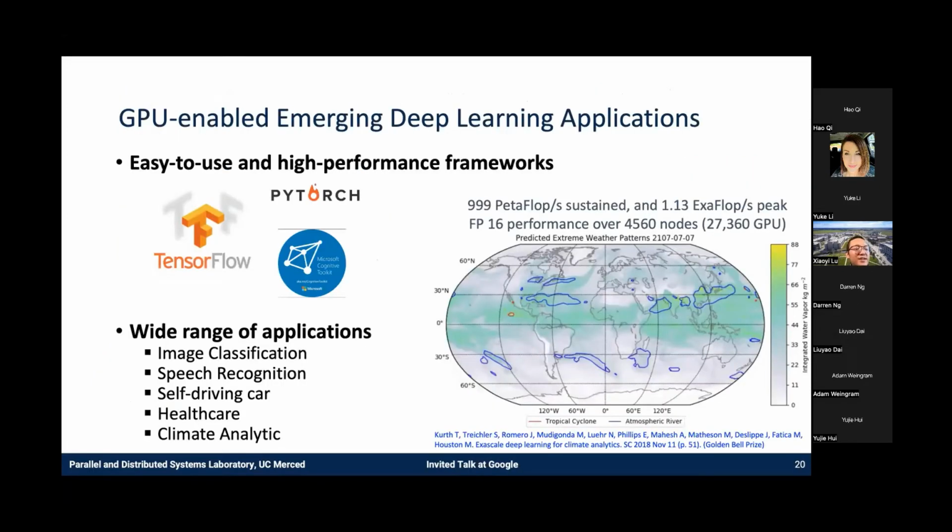Another interesting trend, like I said earlier, is data-centric or data-driven deep learning applications, okay? For instance, this is one of the examples I borrowed from SC 2018, a Gordon Bell Prize winner. They are trying to use supercomputers to train a huge model to predict climate change problems, okay? They used more than 27,000 GPUs. They achieved 1.13 exaflops peak performance for floating point 16 operations. This is over 4,560 nodes. This is a really big HPC application, an HPC design for data-driven deep learning applications. A very, very challenging problem. That's why they got this award, okay?